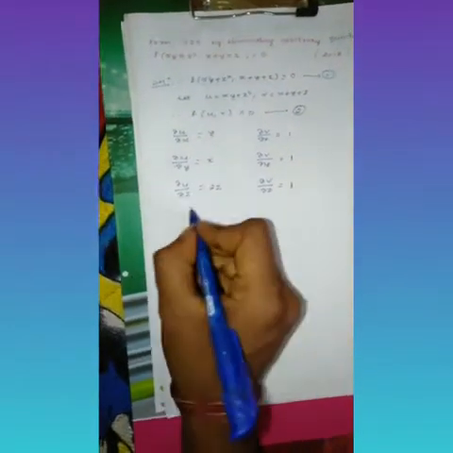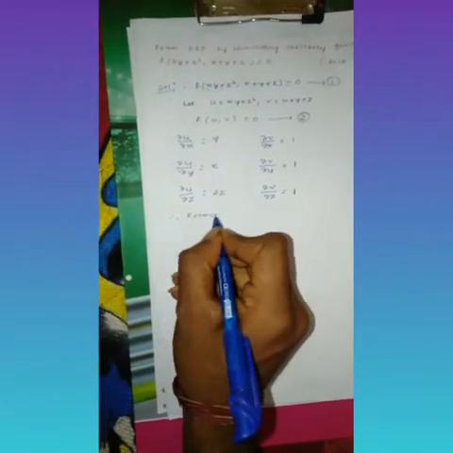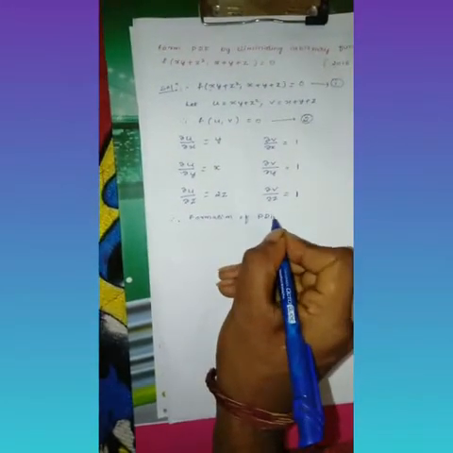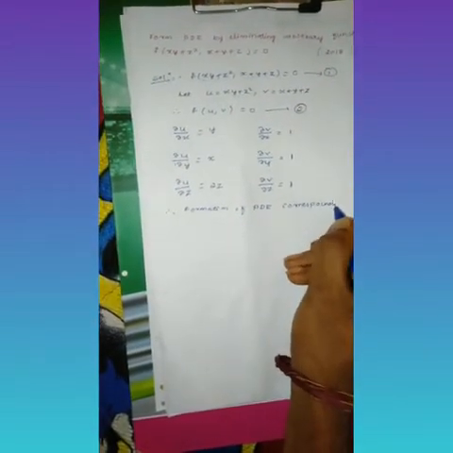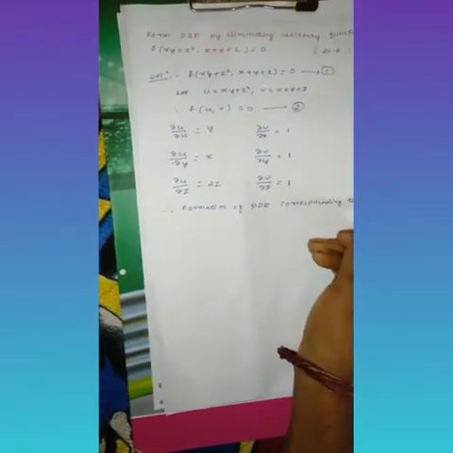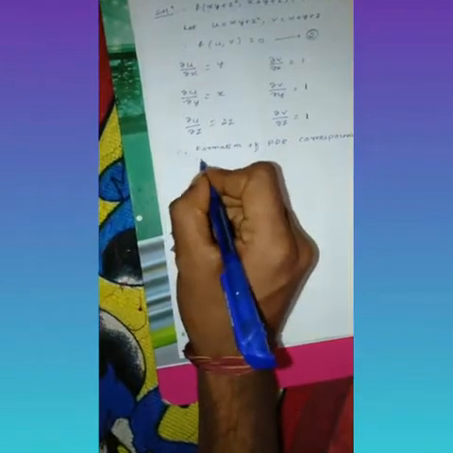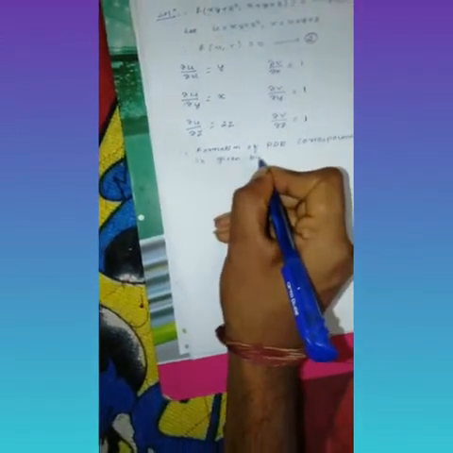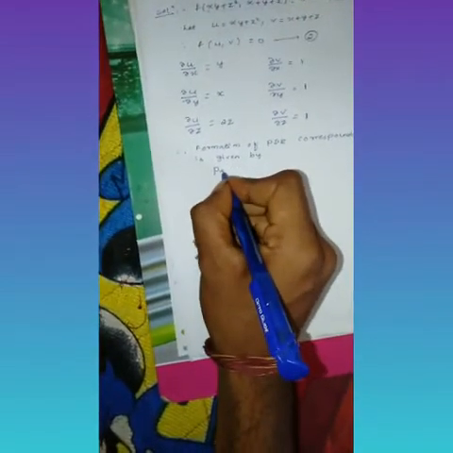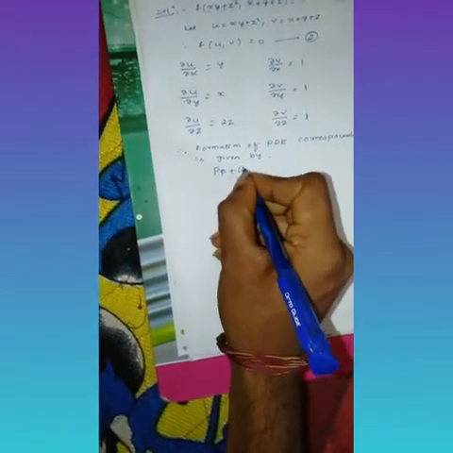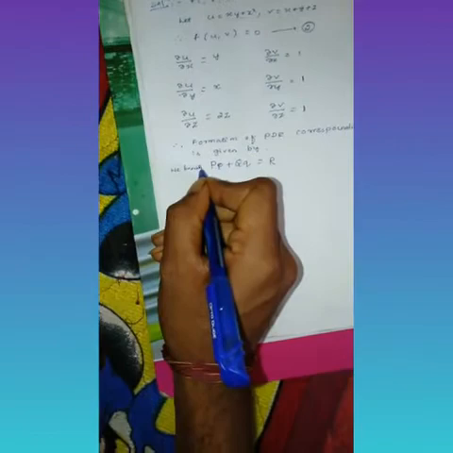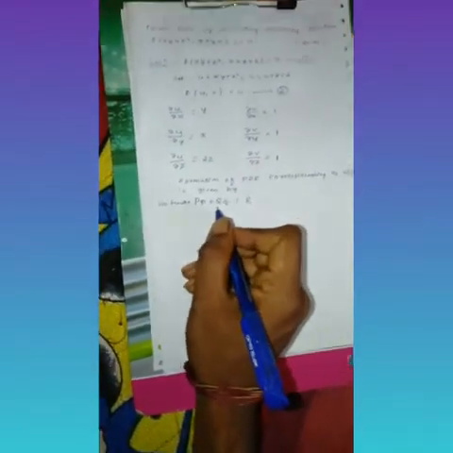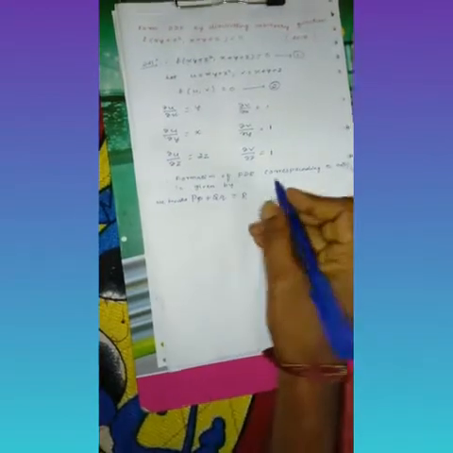Therefore, the formation of partial differential equation corresponding to equation number 1 is given by capital P small p plus capital Q small q equal to R. We know that capital P small p plus capital Q small q equal to R. This is considered as equation number 3.